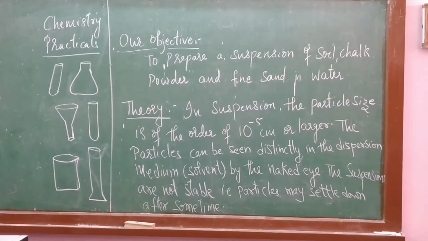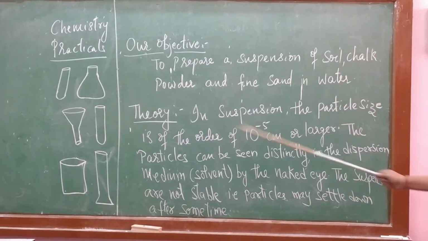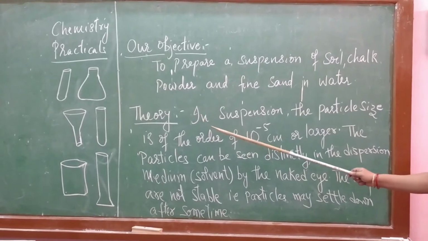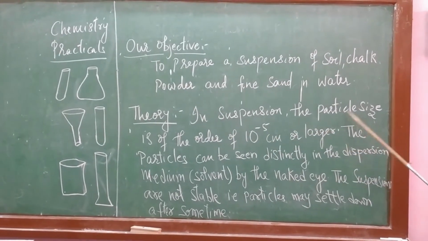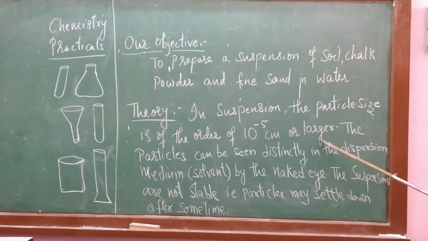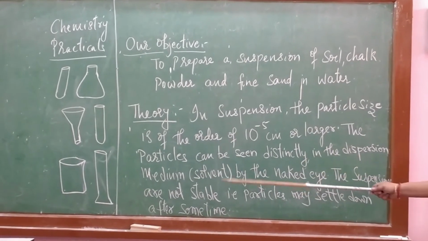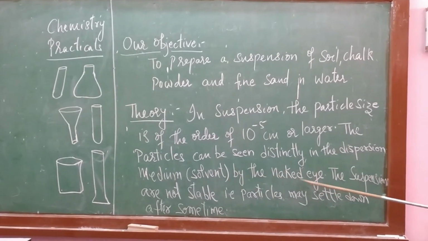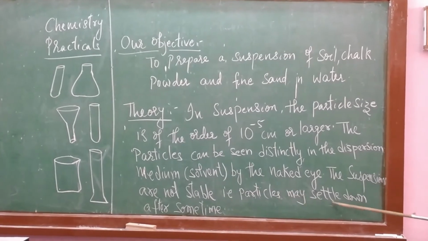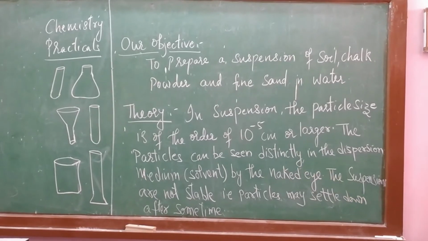Chemistry. Today our experiment is to prepare a suspension of soil, chalk powder and fine sand in water. The theory behind this: in a suspension, the particle size is of the order of 10 power minus 5 centimeter or larger. The particles can be seen distinctly in the dispersion medium, that is the solvent, by the naked eye. Suspensions are not stable, that is, particles may settle down after some time. So let's begin the experiment.